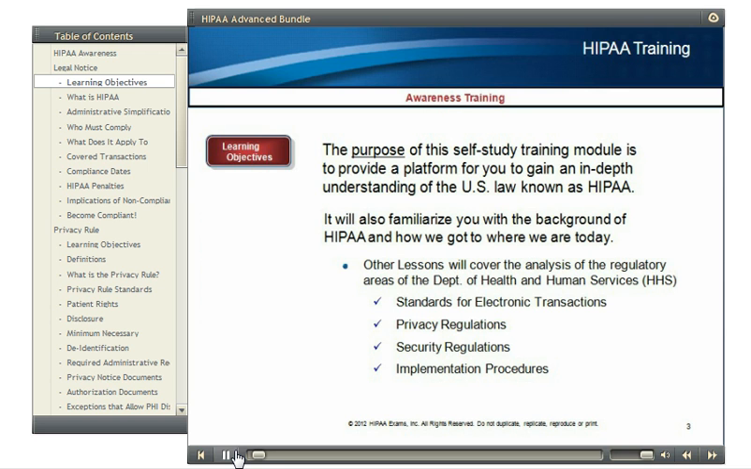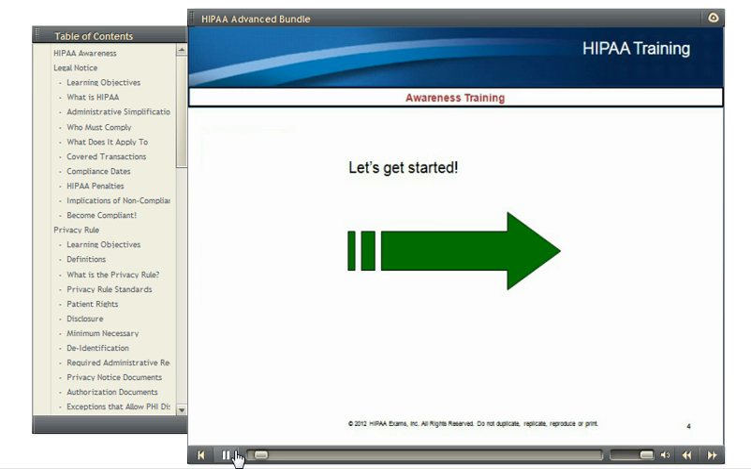The purpose of this self-study training module is to provide a platform for you to gain an in-depth understanding of the U.S. law known as HIPAA. It will also familiarize you with the background of HIPAA and how we got to where we are today. Other lessons will cover the analysis of the regulatory areas of the Department of Health and Human Services, HHS, standards for electronic transactions, privacy regulations, security regulations, implementation procedures. Let's get started.